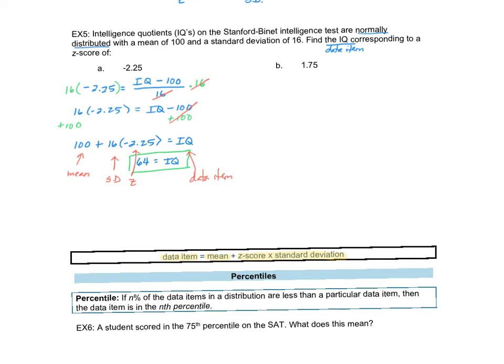So let's try that formula with part B. We want to find the IQ score, which is our data item, that corresponds to a z-score of 1.75. So that's going to be our mean plus the z-score of 1.75 times the standard deviation of 16. And then you would just plug that into a calculator. And when I do that, I get 128. So that would be the IQ score that corresponds to a z-score of 1.75.